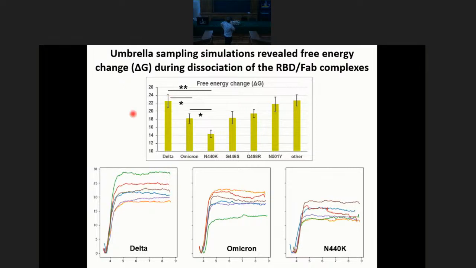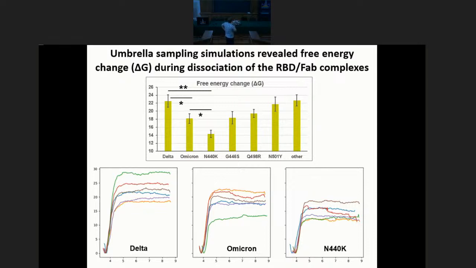They observed a significant statistical difference between the Delta and Omicron variant energy, but they also observed the minimum energy for the N440K mutated RBD. The energy of interaction in this case was lower than the energy of interaction in the Omicron variant. The other mutations don't have such a large impact on the complex.